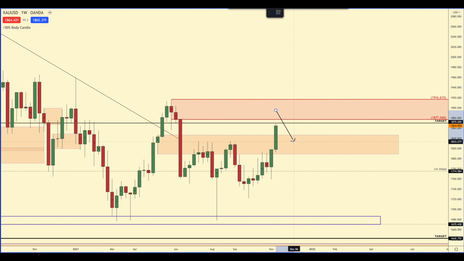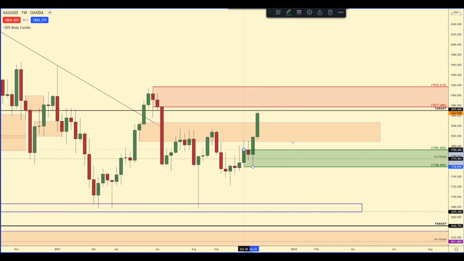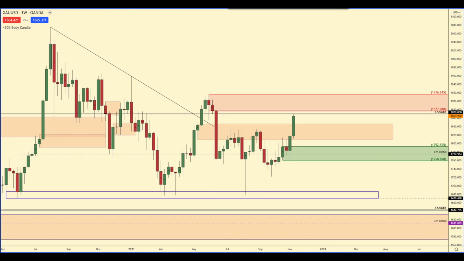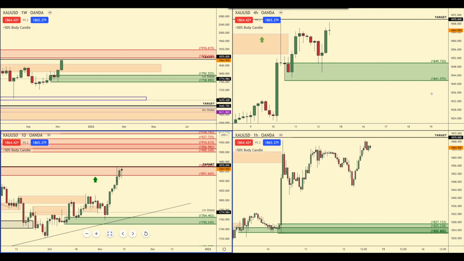We could see a little bit of downward pressure, but ultimately I think we will be going much higher. And there's actually new weekly demand down here at 1792. So it is also possible that we get a move down to 1792, and then we could buy that area down there. I think that would be a decent little setup. But ultimately I'm pretty bullish on gold, but I just haven't seen the momentum to the upside yet.